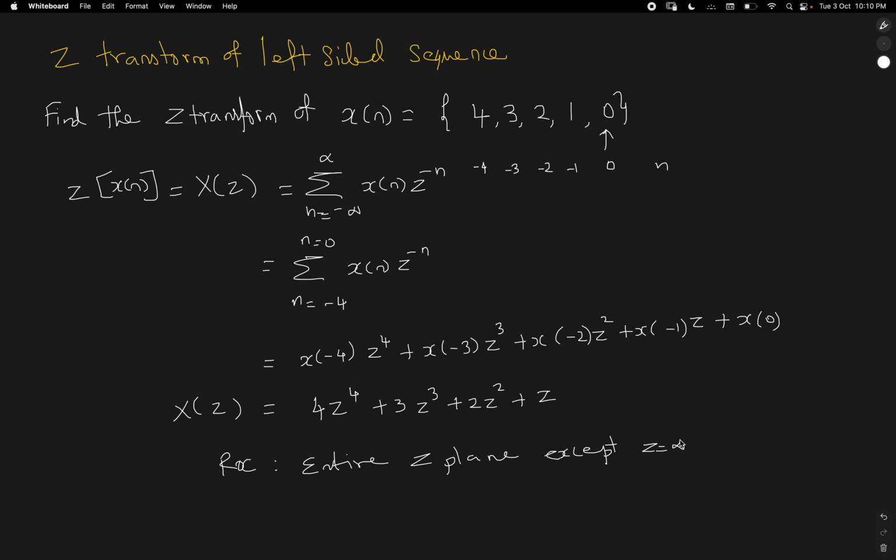Why? Because the value of x of z will have a finite value except when z is equal to infinity. If z is equal to infinity alone, the value of x of z will be infinity. For all other values, whether z is equal to 0 or any positive number or negative number, x of z will take a finite value, that is, x of z will converge for all other values of z except z is equal to infinity.